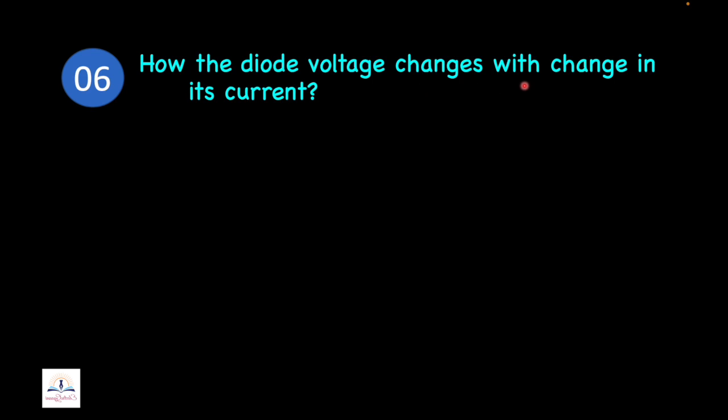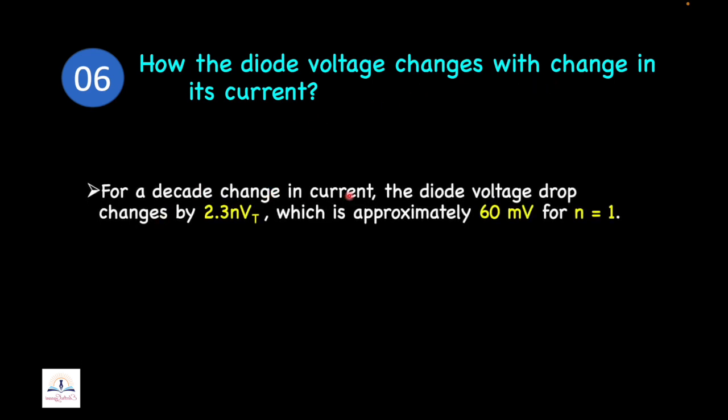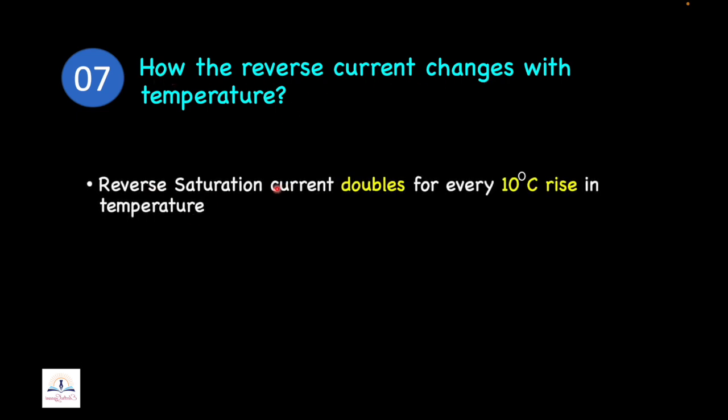How does the diode voltage change with change in its current? So for a decade change in current, the diode voltage drop changes by 2.3 nVt. Vt is thermal volt equivalent and it is approximately 26 millivolt. So if we take n equals to 1, then this value 2.3 nVt is approximately 60 millivolt. Now the seventh one is how the reverse current changes with temperature. So this reverse saturation current IS doubles for every 10 degree centigrade rise in temperature.